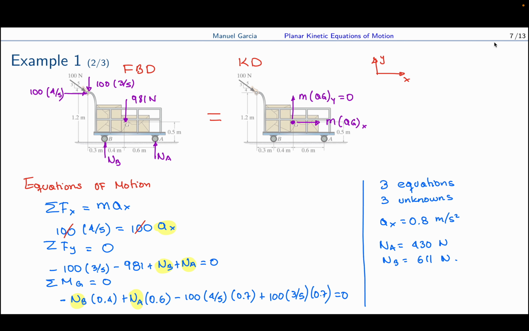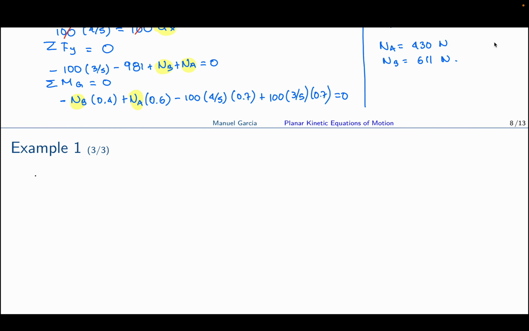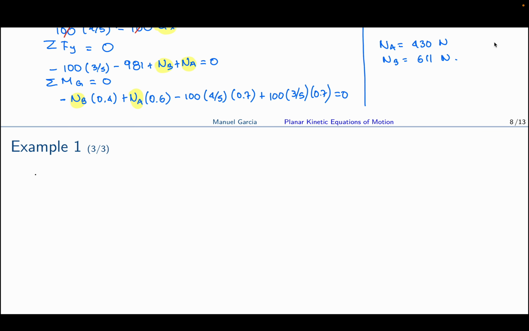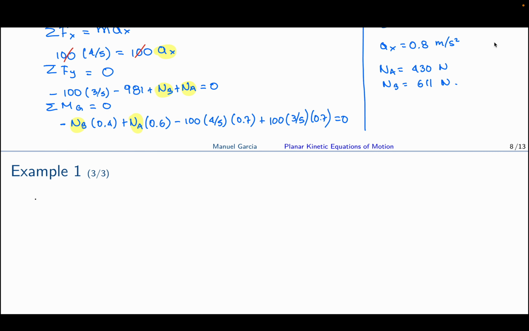So instead of setting the sum of moments at G, we can set the moments at B, and so we can cancel MB. So the only thing that we have to take into account is that on the right hand side, if we are taking moments with respect to this point, we are going to have components of the kinetic moment. So let's do it in that way.